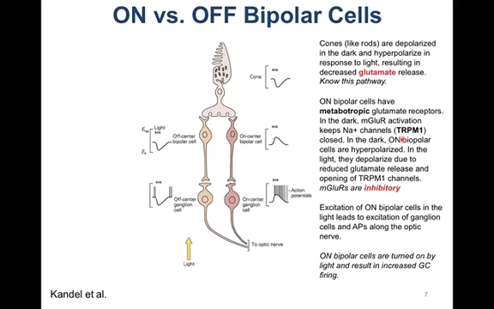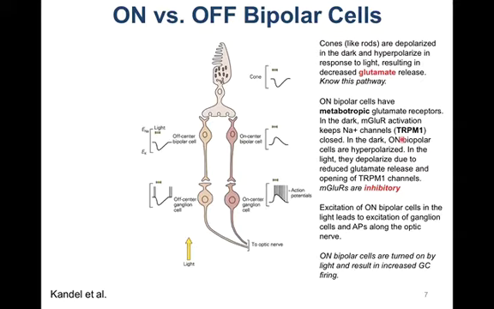Now, think about what happens when there's light. When there is light, photoreceptor cells will hyperpolarize. There'll be a decrease in glutamate release and a decrease in mGluR activity. If you decrease mGluR activity, you're going to open your TRPM1 channels. Remember they're non-selective, sodium in, calcium in, depolarizing currents that will depolarize the bipolar cell in the light.